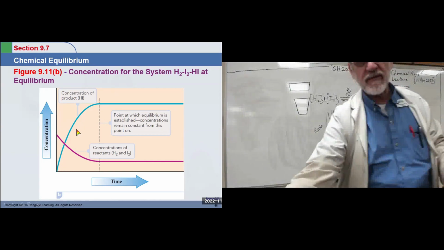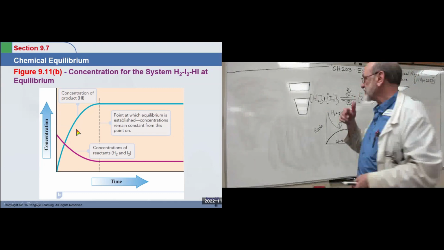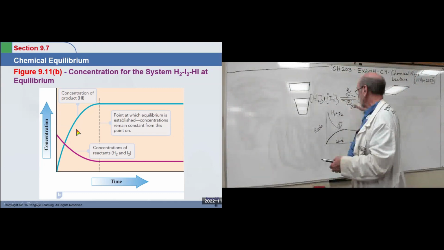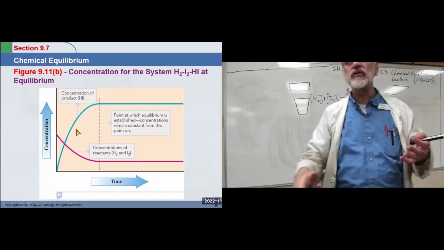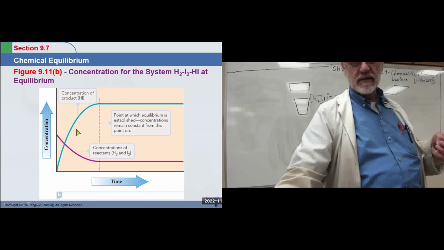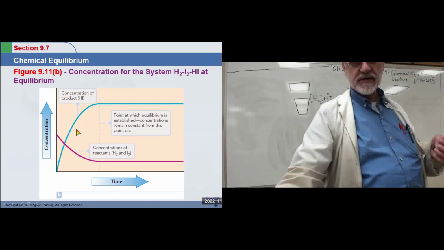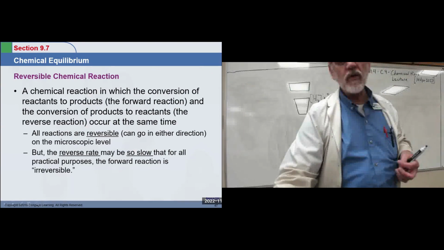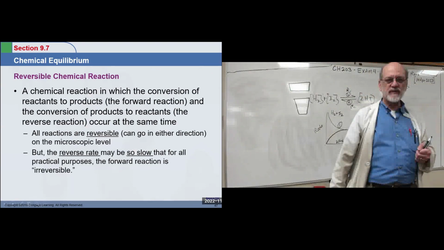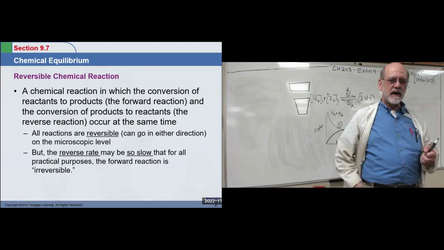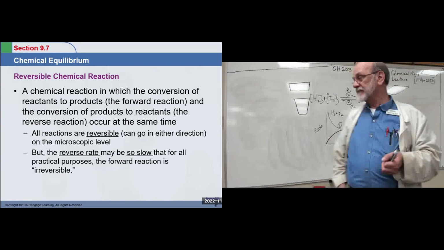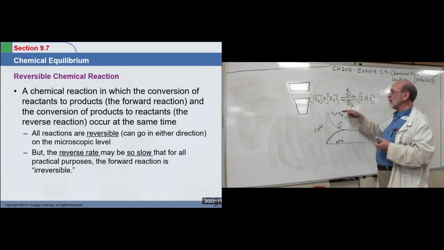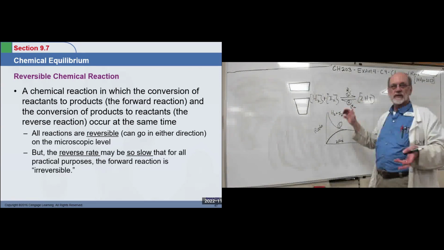And at that point, we have an equilibrium, and we have concentrations for each one of these, and we can put them into an expression. Well, okay, one of the conditions is the reaction has to be reversible. There are some reactions where the return rate is so low that we call them irreversible.